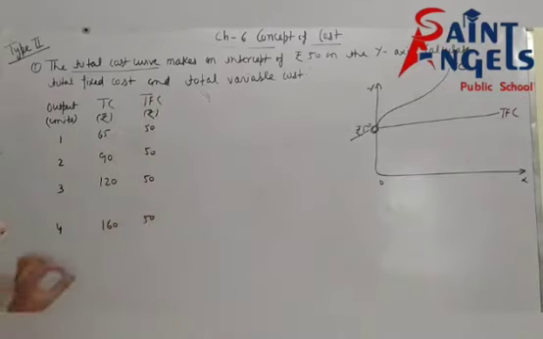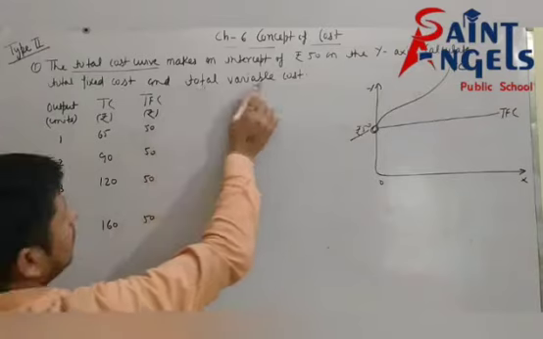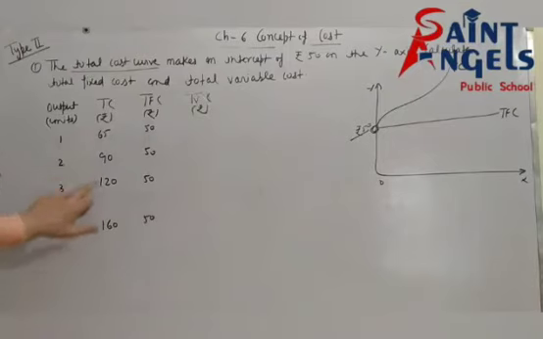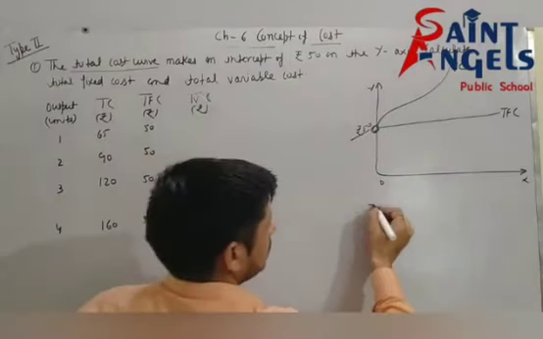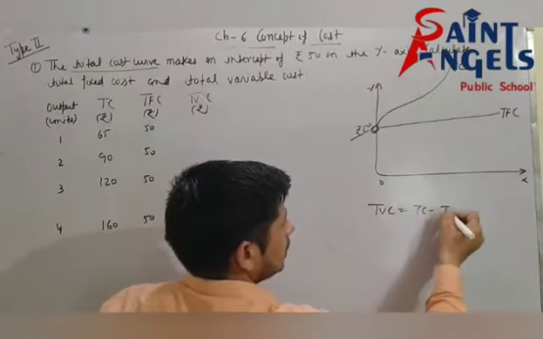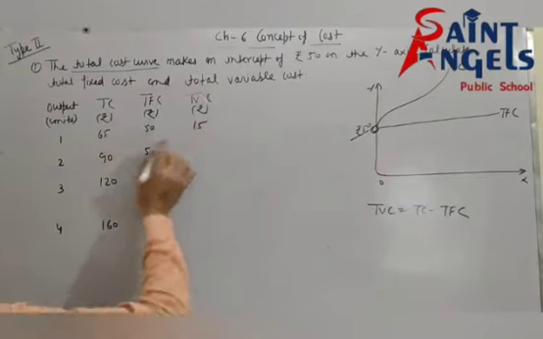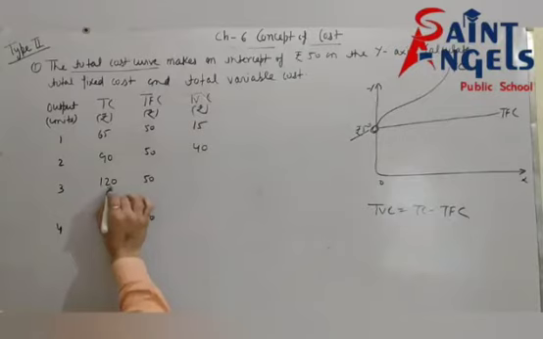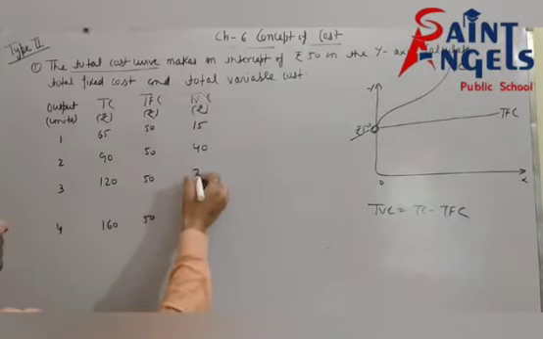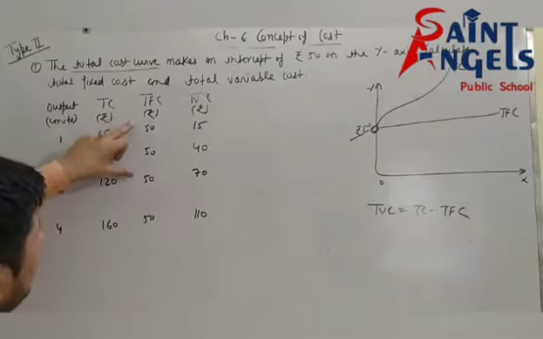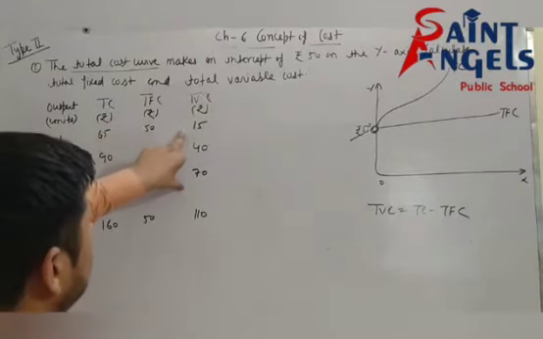TFC remains constant at all levels of output. So this is clear. Now total variable cost, TVC. TC is here and TFC is here, so I will use this formula: TVC is equal to TC minus TFC. TC minus TFC: 50, 40, 70, 110. So first of all you will calculate TFC and then you will calculate TVC.